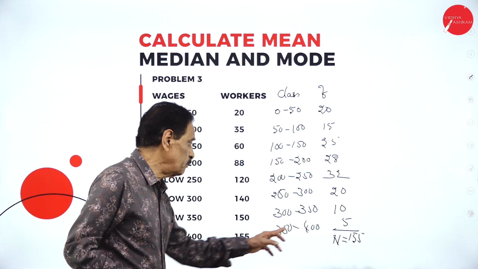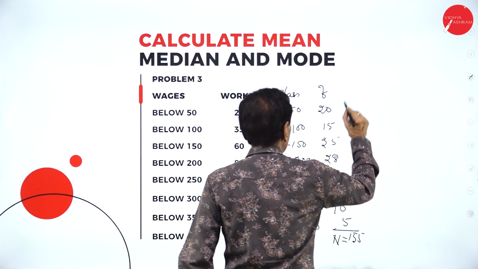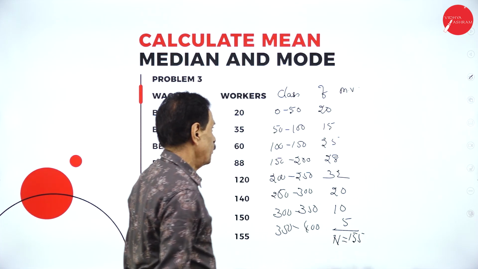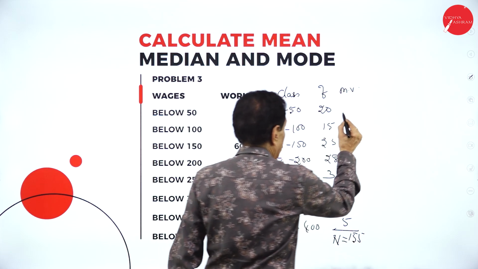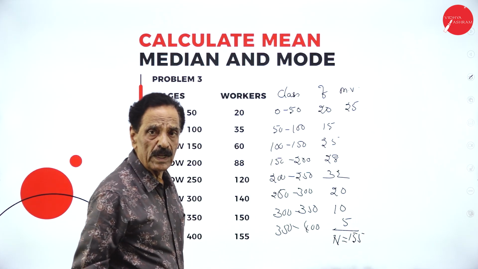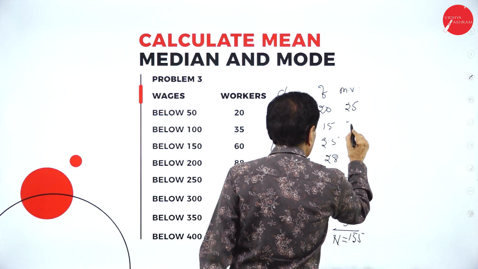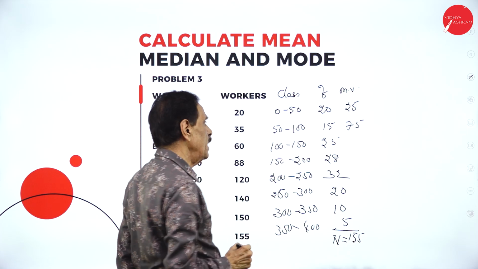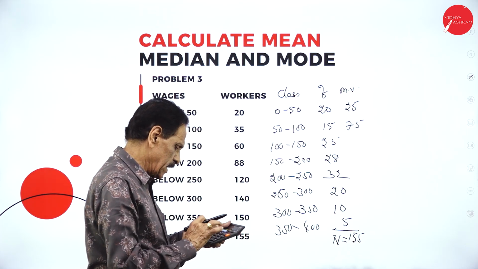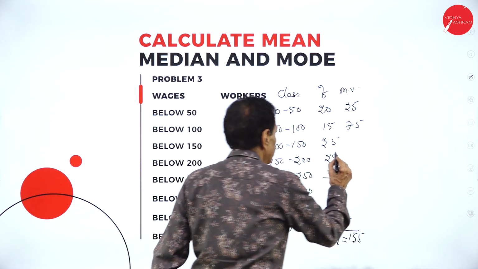So this and this should be one and the same. Then mid value. 0 to 50 divided by 2 is 25. 50 to 100 is 150 divided by 2 is 75. So there is a difference of 50. So 75 plus 50 is 125.